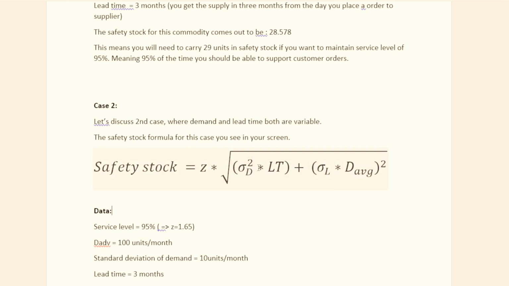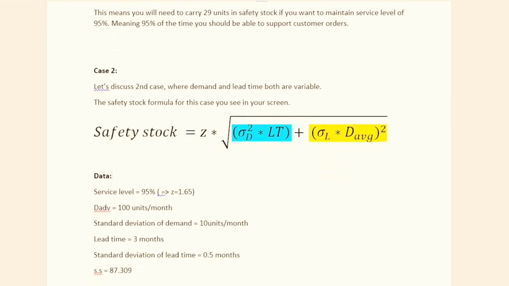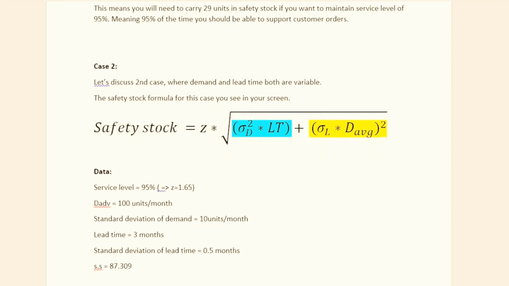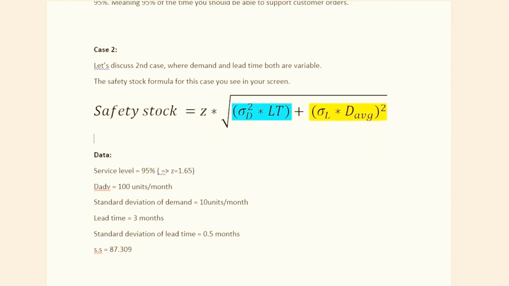This factor I highlighted in blue, and this factor I highlighted in maybe yellow. The blue term is called demand variability and the yellow term is called lead time variability. I will go over the derivation in my future videos: how did we come up with this formula? In that video you will understand step by step all the mathematical derivation.